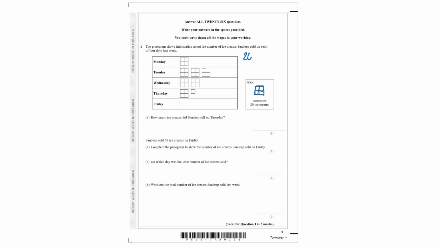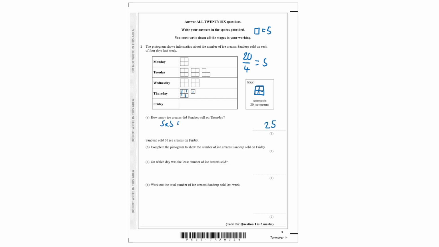So we can simplify this. 20 divided by 4 is equal to 5. So that means that one little square is equal to 5 ice creams. Now, on Thursday, we can see there are 1, 2, 3, 4, 5. So we can write 5 times 5 is 25 ice creams sold on Thursday.